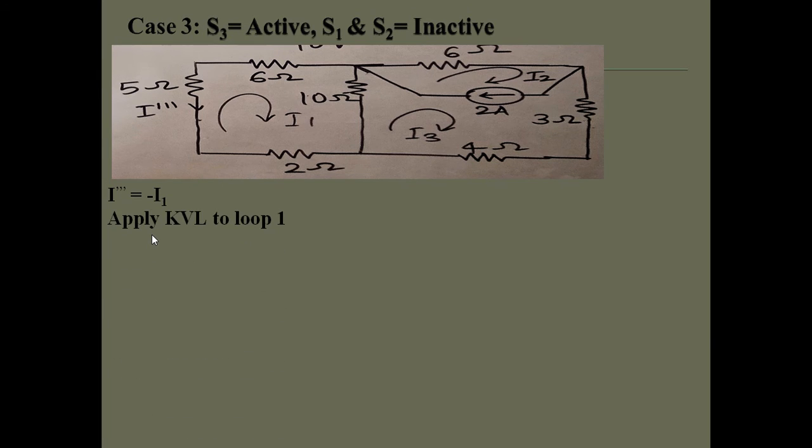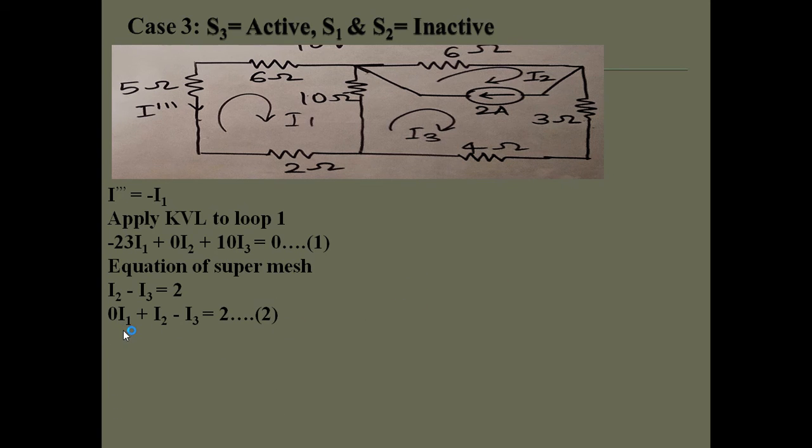When we apply KVL to loop 1, our equation will be minus 23 I1 plus 10 I2 plus 10 I3 is equal to 0. For loop 2 and 3, again there is a common branch containing a current source. The source direction matches with the direction of I2. So equation of super mesh will be I2 minus I3 is equal to 2. And rearranged equation will be 0 I1 plus I2 minus I3 is equal to 2.